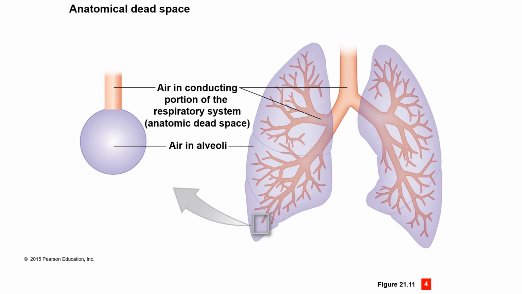This is a diagram showing you the air in the conducting portion of the respiratory system and then the air in the alveoli, which would actually be a little bit more, which would then contain the oxygen coming in. So the red that you see is always going to have some kind of anatomical dead space air in it. So it's always going to be a mixture of this air.